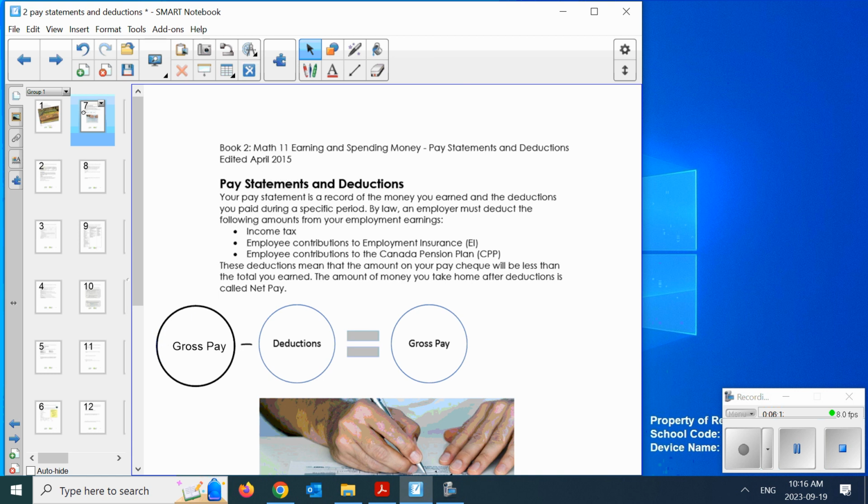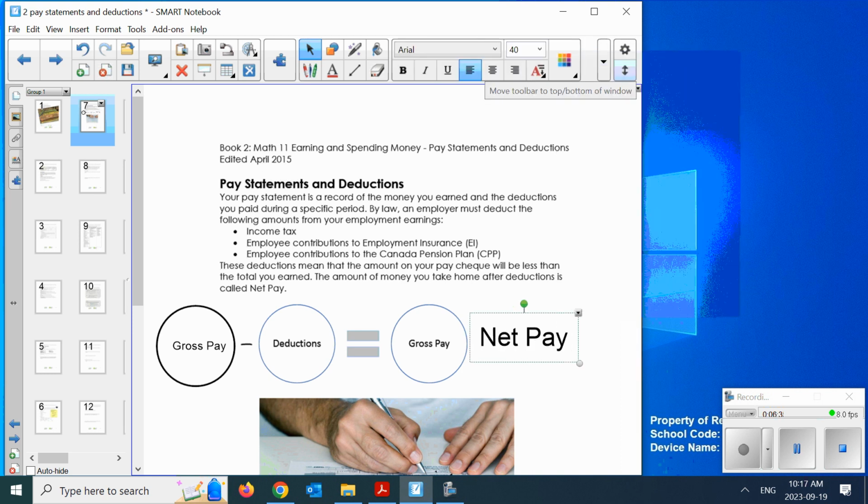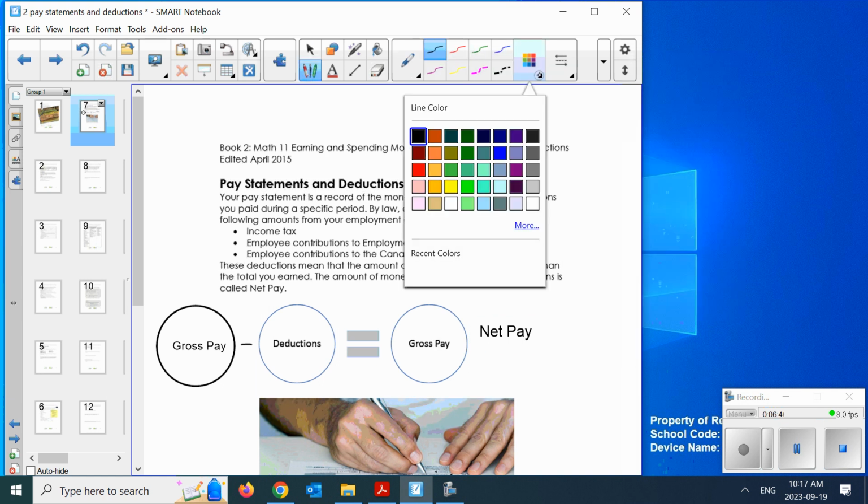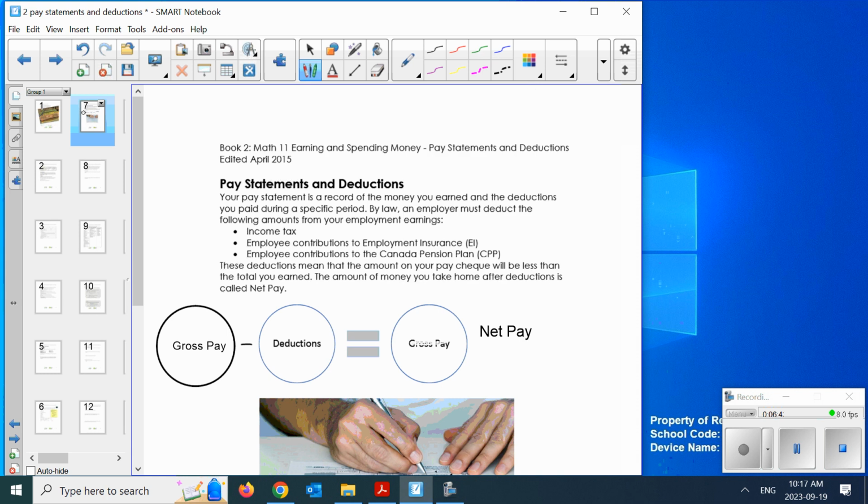Does this make sense now? Gross pay minus deduction, and then equals. This is wrong. That's very confusing. Mix her up.